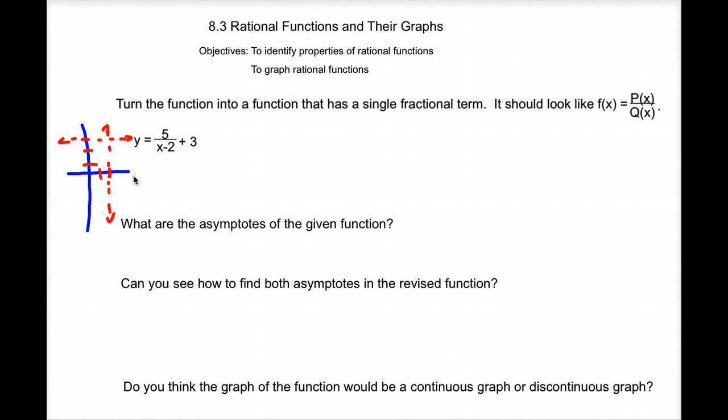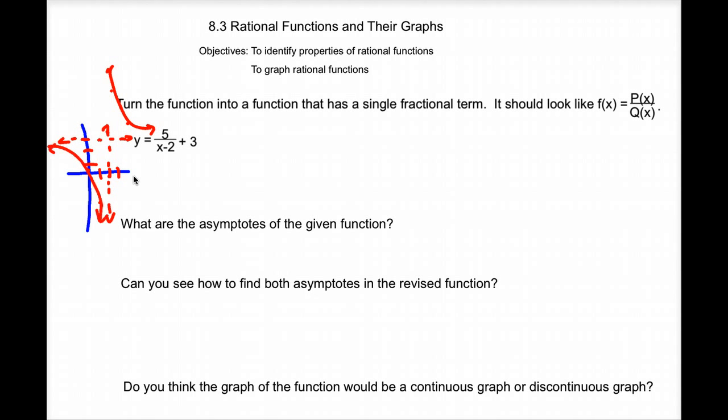So I might plug in x is 3. If I did that, looks like I'd get 8. So that'd be up here somewhere. If I plug x is 4, I'd get 5.5, and that ends up looking like this. And then when I graph this on the other side, I can plug in, say, x is 1, that'd give me -2. And if I plug in x is 0, I'd get a half, and that's going to look like that. So there's just a sketch.